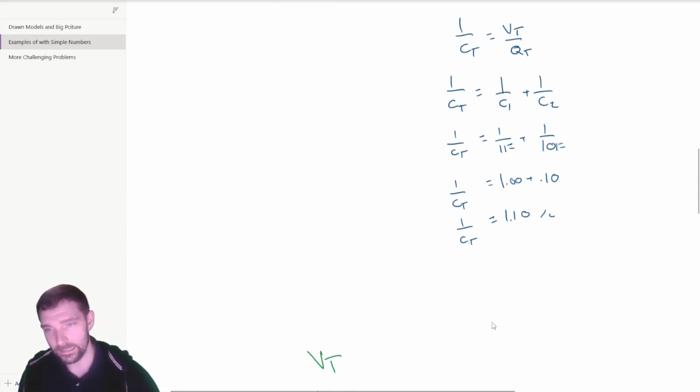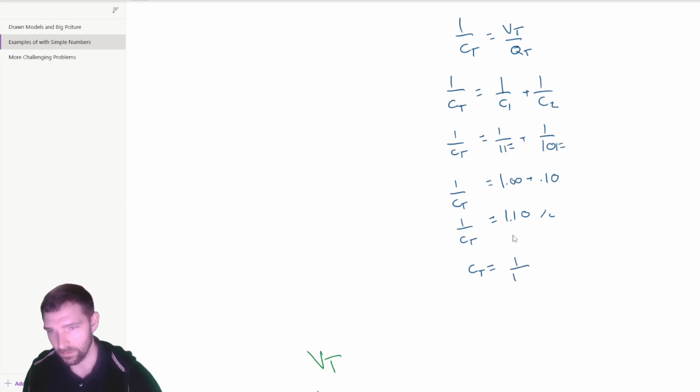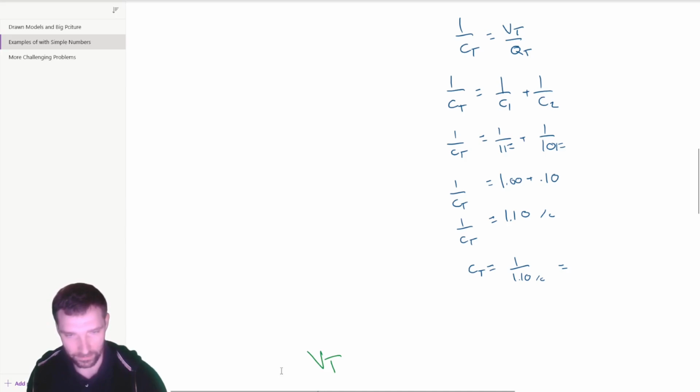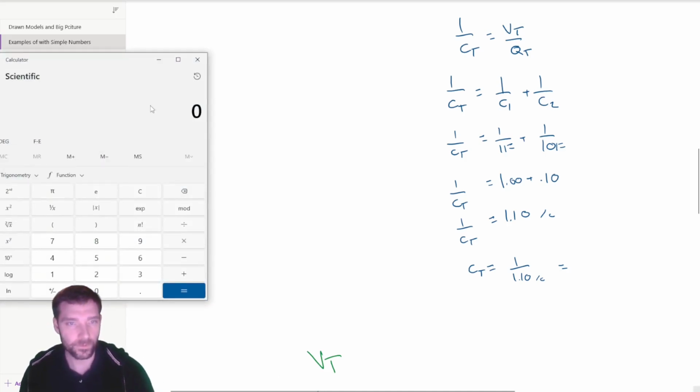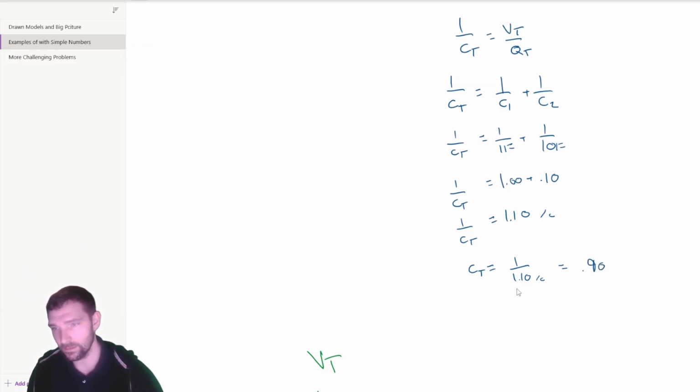And then if we want to get CT by itself, we take 1 and we divide that by 1.1. So the CT is now equal to 1 over the 1.10 per coulomb. And we can do a little calculator work to get that number. So if we just think 1 over 1.1, and you get 0.909 for this thing. In terms, actually, yeah, this is going to be Faradays, not coulombs. That's my bad. Coulombs is charge.